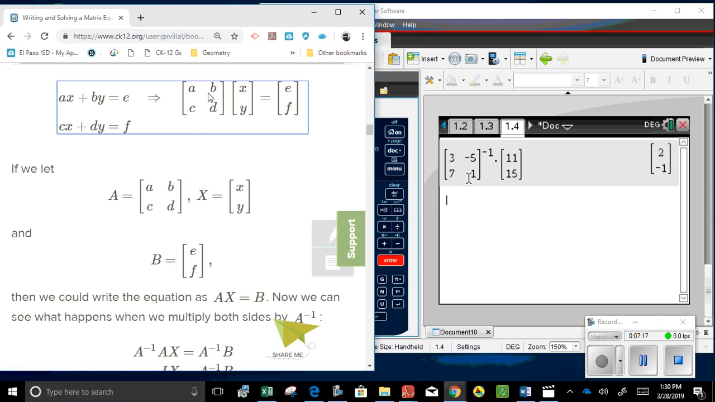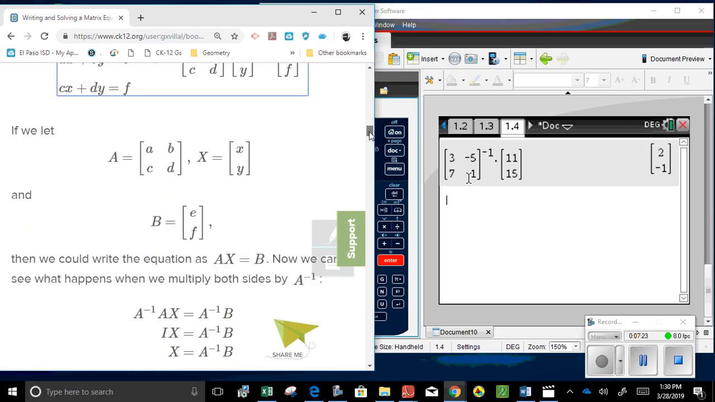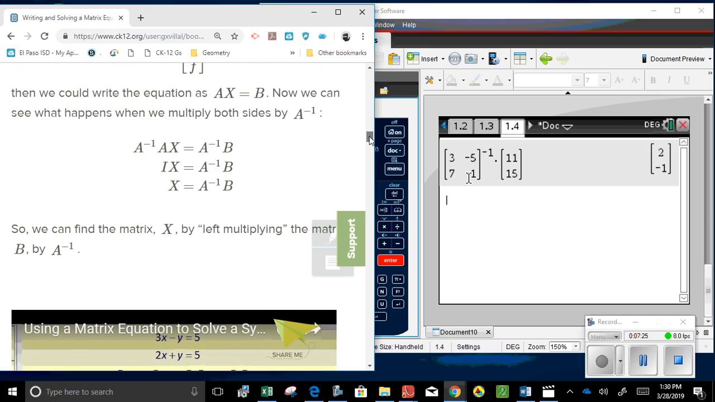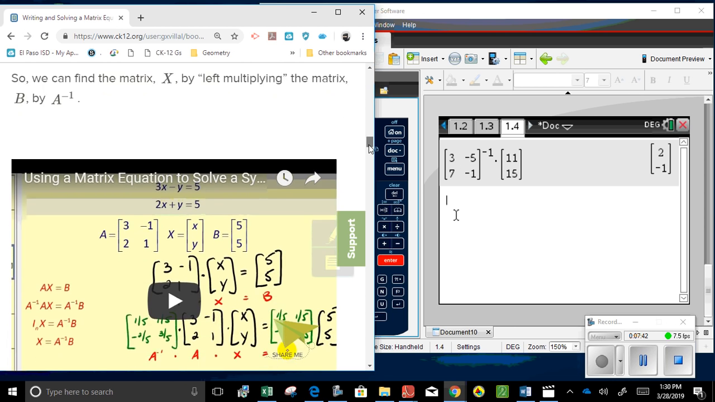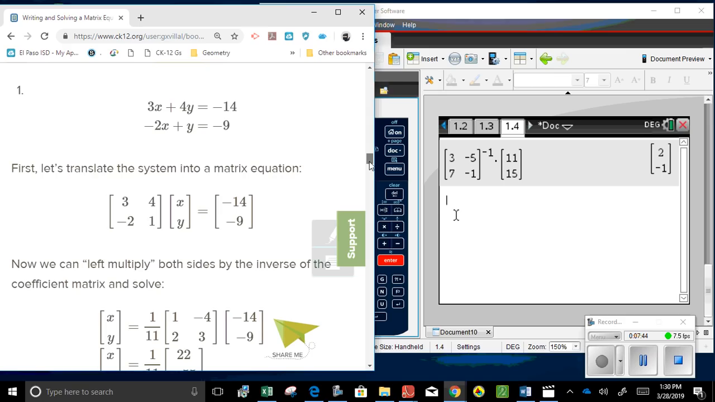This first thing is called A. This variable matrix is called X, X Y, and E F is called B. We set up an equation AX equals B. We multiply both sides by the inverse matrix. A inverse times A is I times X is X. So the answer is always going to be A inverse B. That's what I did here. So here's another way to do the same thing using letters like that. Okay, let's do the next one using letters.